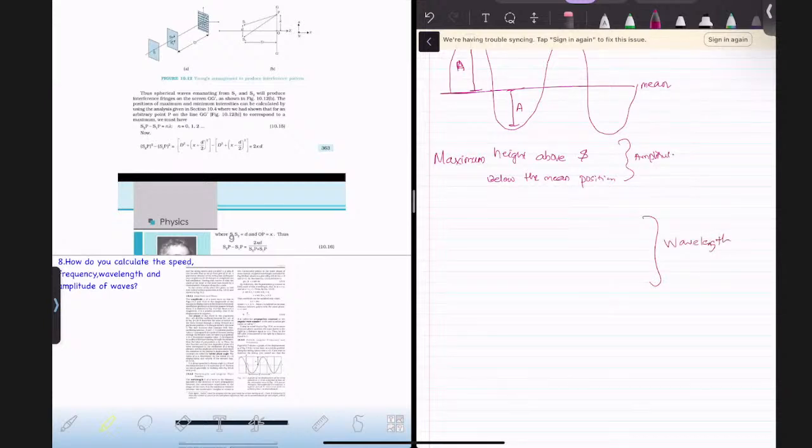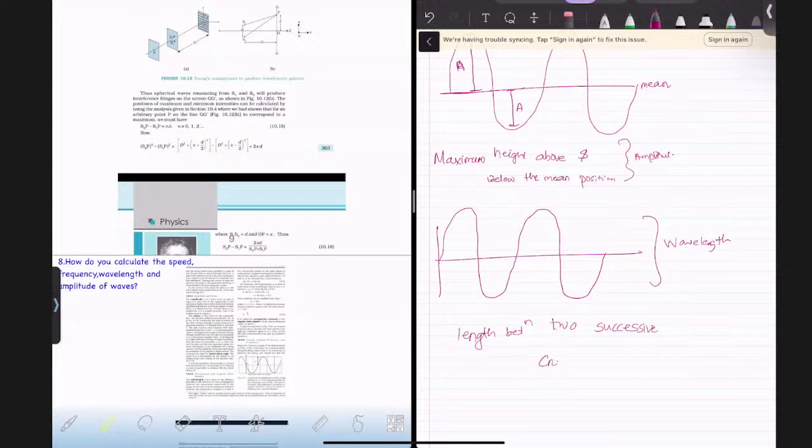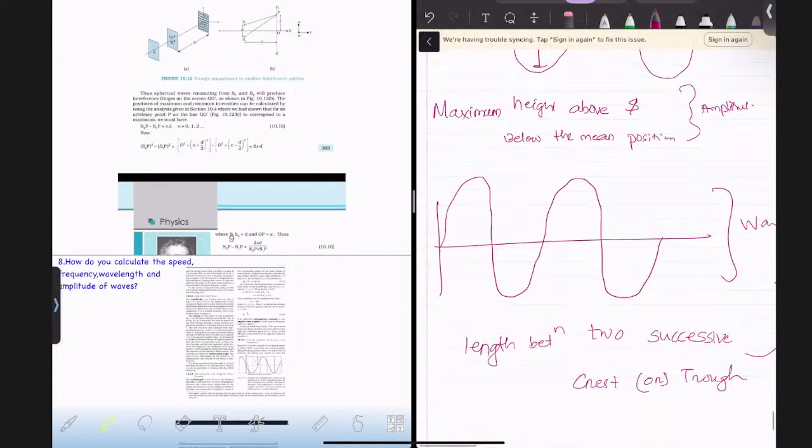Wavelength मतलब अगर ये एक ट्रांसवर्स वेव है, अगेन मैं वही वेव बना रहा हूँ। ट्रांसवर्स वेव में the length between two successive crest or trough is known as wavelength. Okay, अगर ये टू सक्सेसिव क्रेस्ट है, ये क्रेस्ट है, ये क्रेस्ट है.